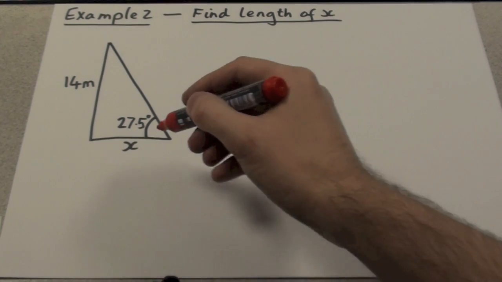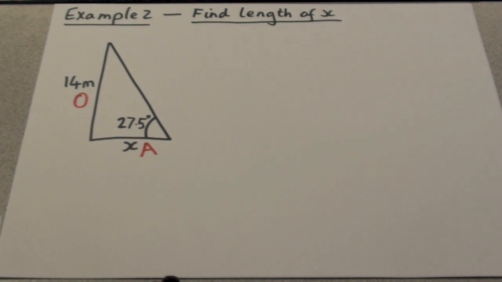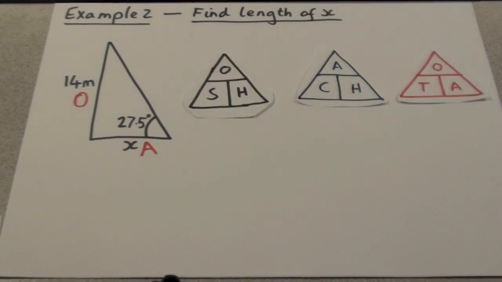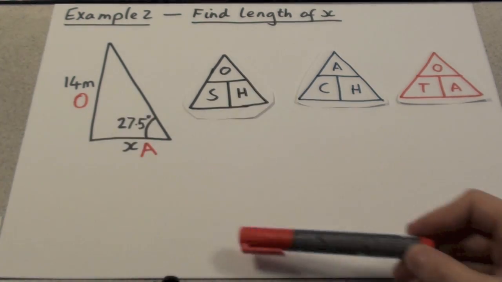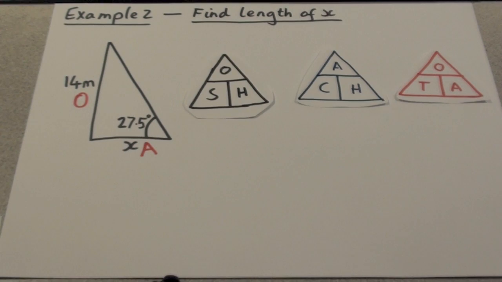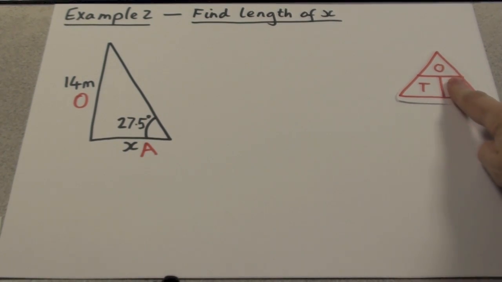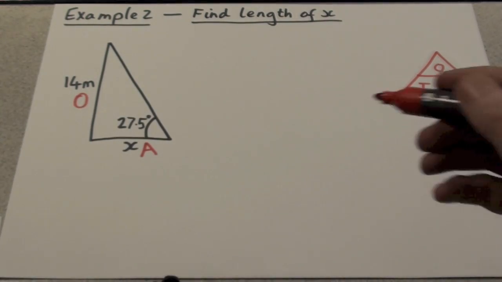Our second example, we've been given a side length of 14, we've been given x to find, and an angle of 27.5. We label our sides with adjacent and opposite, and then we look at our pyramids to decide which one we're going to be using for the equation. We have our three pyramids of SOH, CAH, and TOA. And if you look, the opposite and adjacent only appear together in the tangent pyramid. So if we get rid of the other two, and we cover over what we're looking to find, we've got the opposite divided by the tangent of the angle.